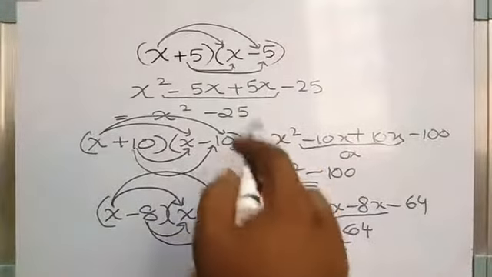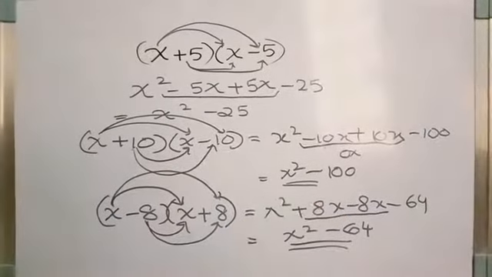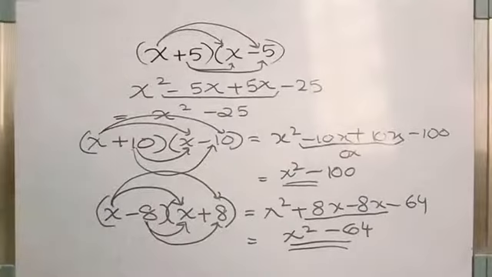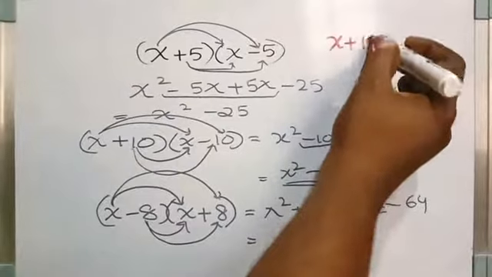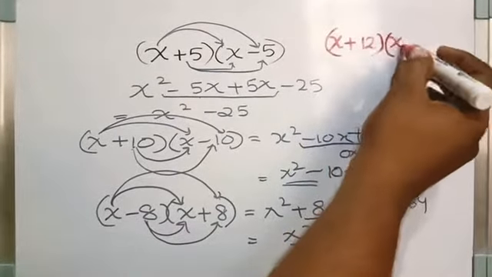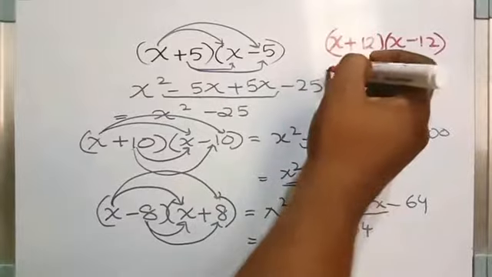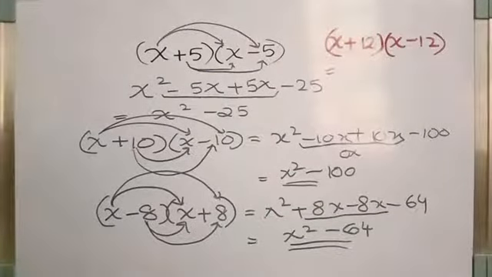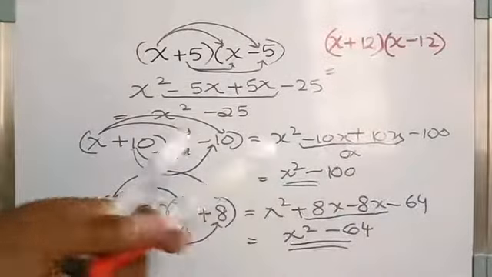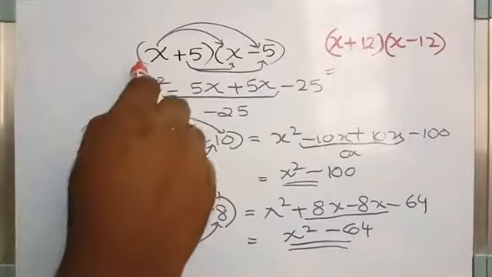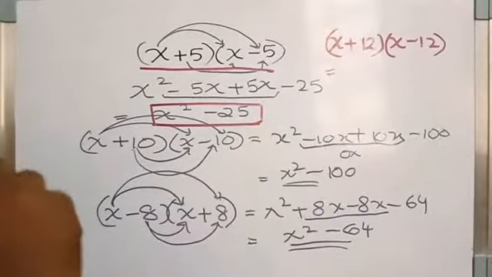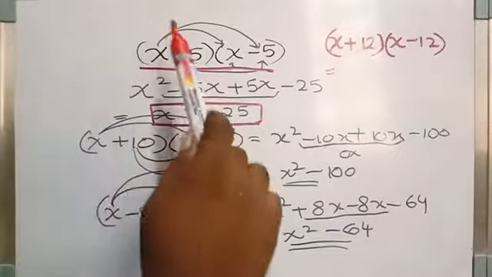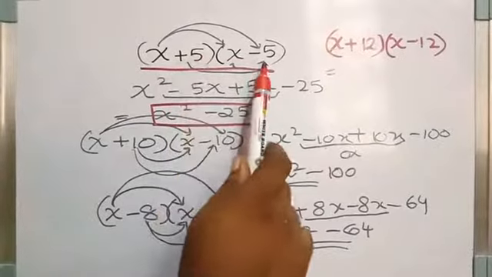Okay. Now based on these results, let's do another question. Let me write another question: (x plus 12) into (x minus 12). You have to write the answer within one step. Don't do the expansion directly. You see here the first question and its answer. So you see the question format.